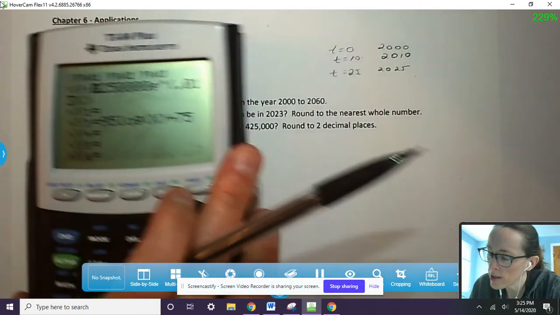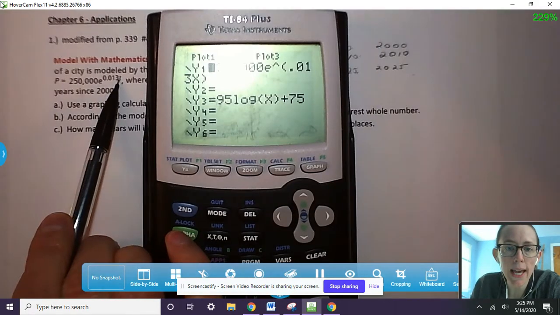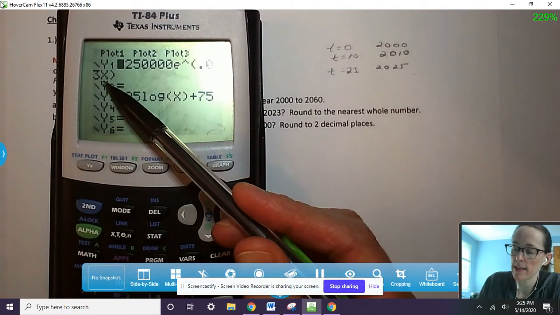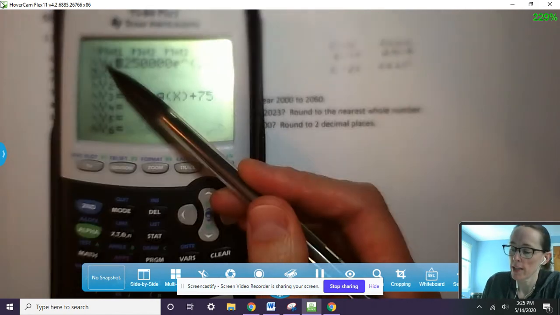And then even though this has a t, we're going to use x in our calculator because we don't have a choice in variables here. X has to be our input and y has to be our output. So that's what we want to graph.